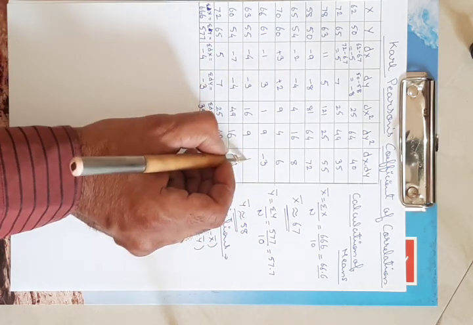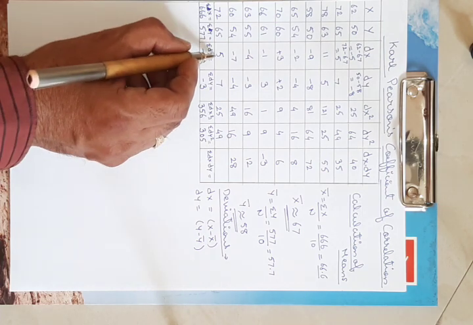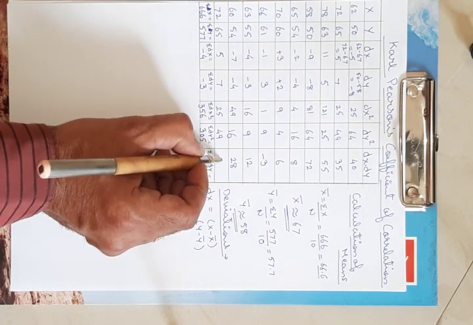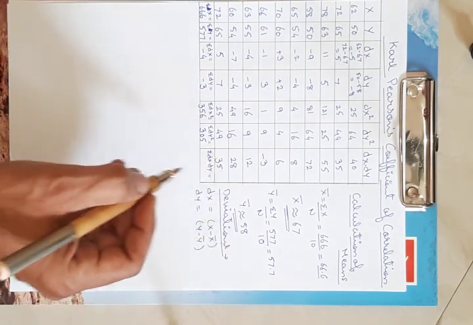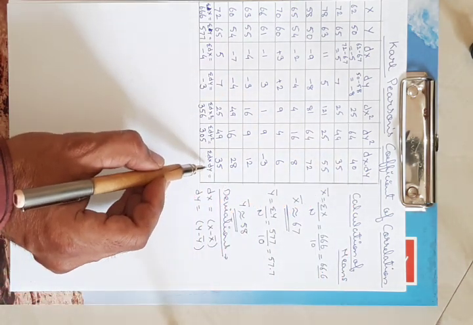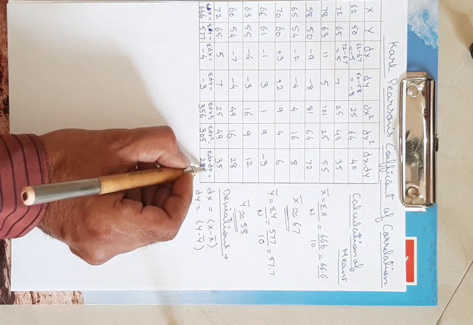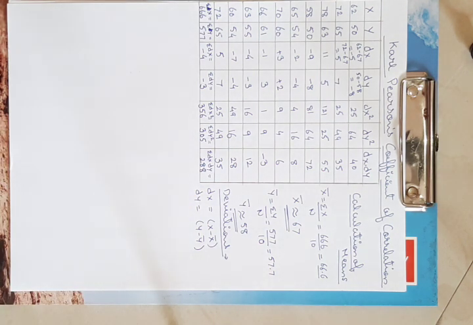Next this will be 12. Next this will be 28. And finally 5 multiplied by 7, this will be 35. Here also we need to calculate the addition of dx into dy, which is called the summation of dx into dy. Here the value is 288. Now friends, we need to calculate the Karl Pearson coefficient of correlation.